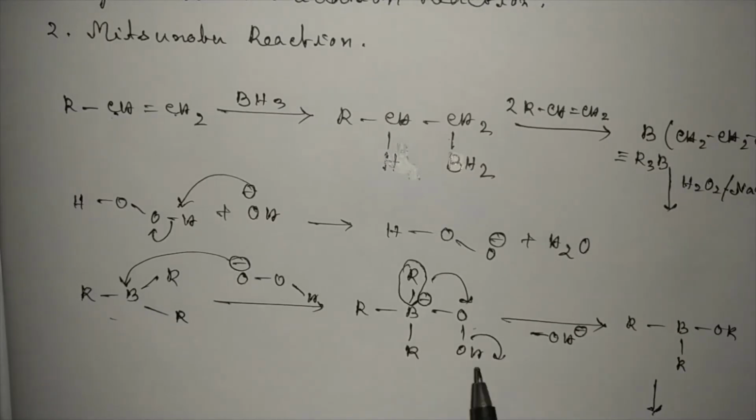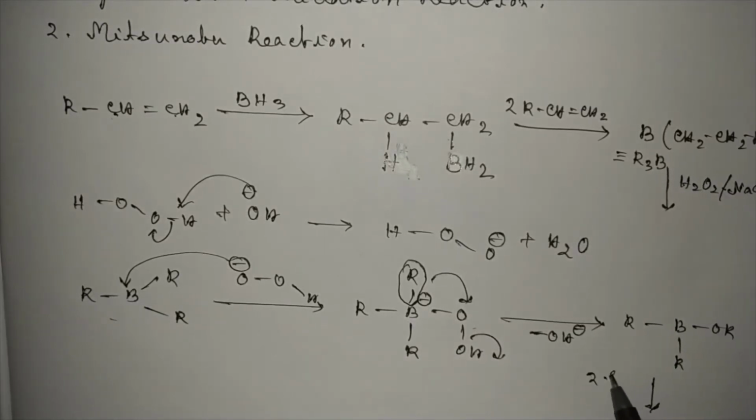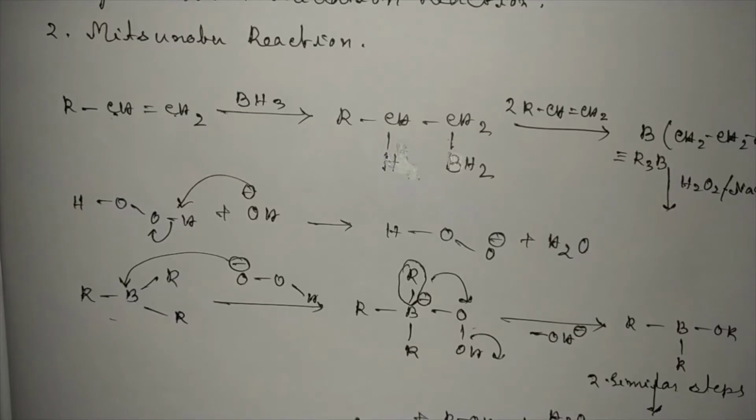Now two similar steps will occur: again the hydroperoxide ion will attack this boron, and one R group will migrate to this oxygen and OH will leave. So the other two R groups will be converted to OR. Two similar steps. So it will be converted to B(OR)3. Now after workup, if it is treated with H2O, then ROH plus B(OH)3, that is boric acid.